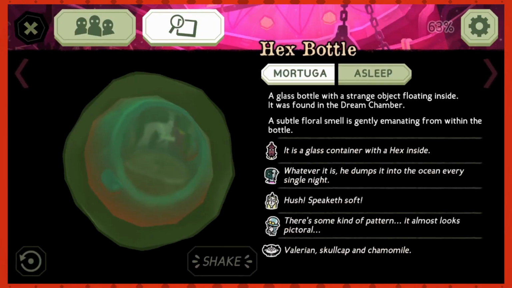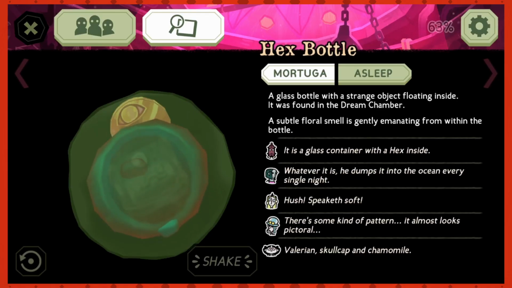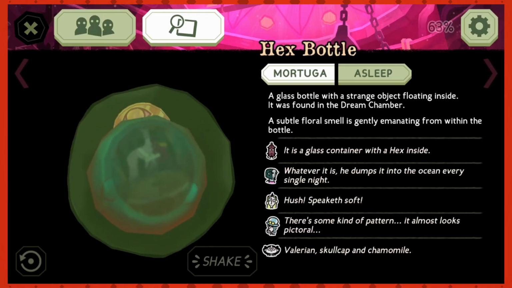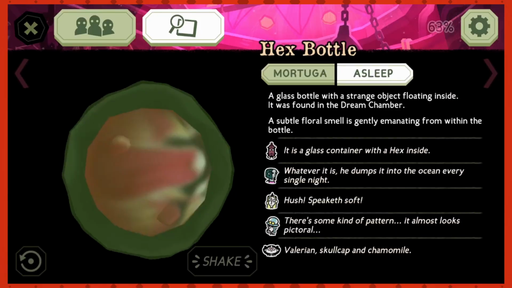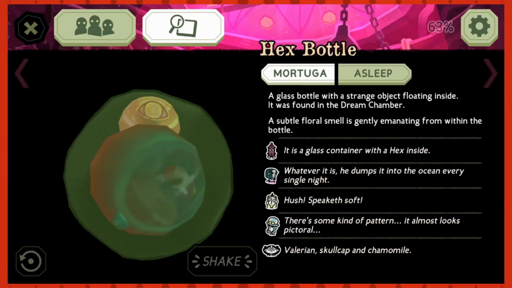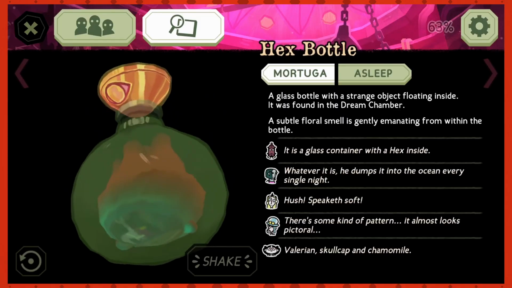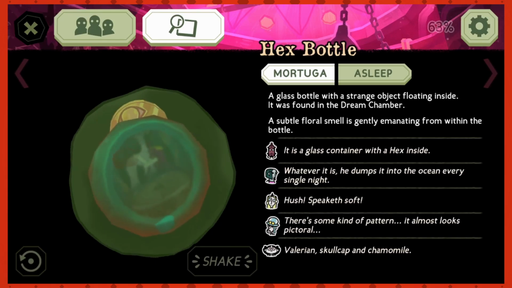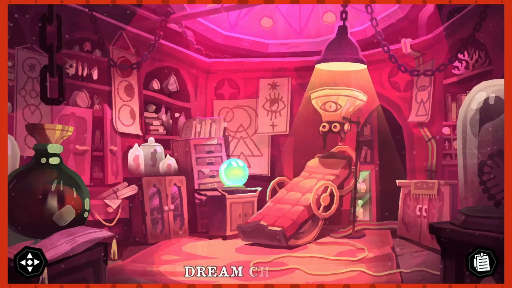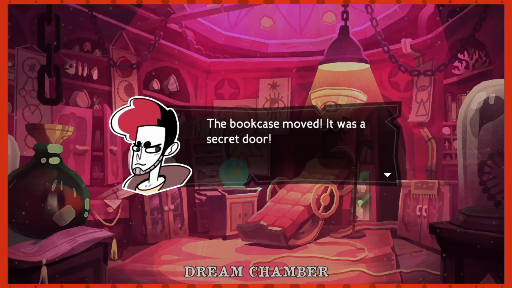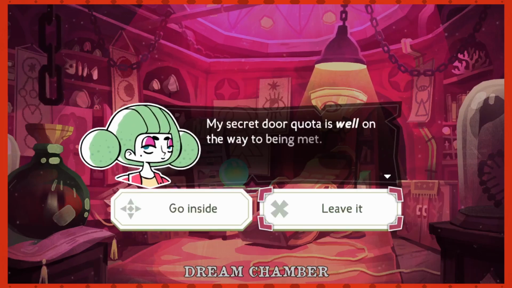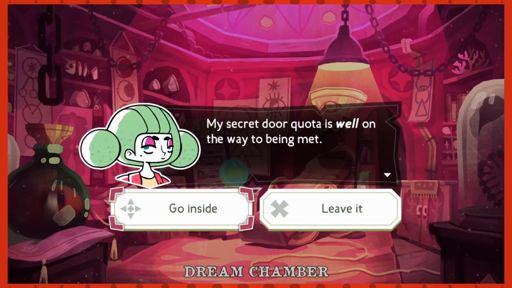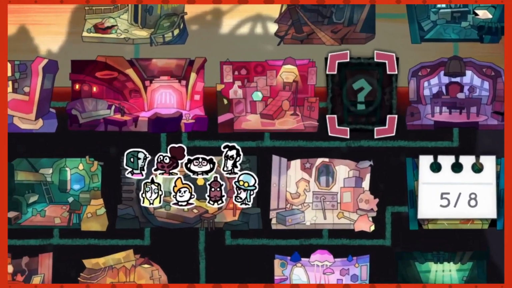Take a look at this. What am I supposed to see? Oh. Huh. Why are you able to shake it? Hold up. What is that? What part of the ship is that? Well, let's go in here. Bookcase moved. It was a secret door. Sally, you must be thrilled. My secret door quota is well on the way to being met. There we go. Little hidden room there.